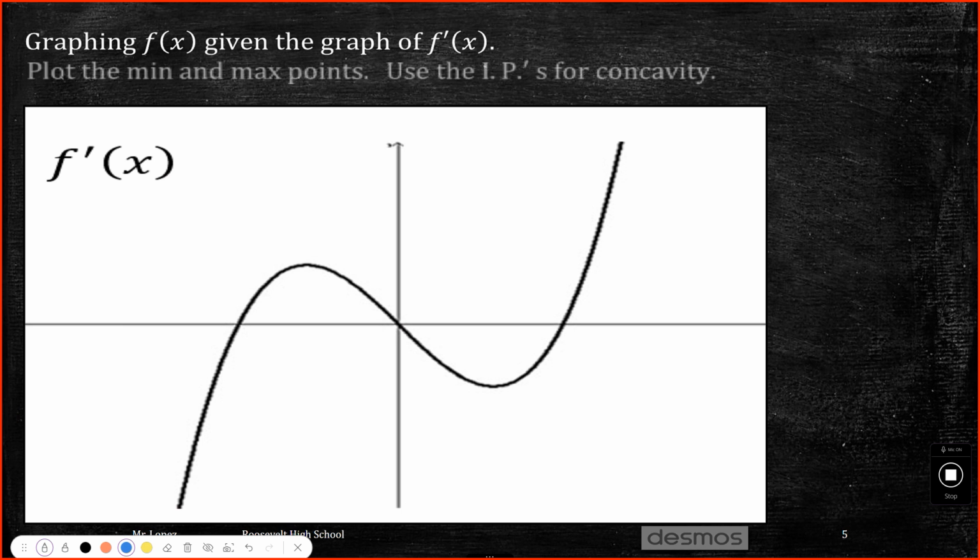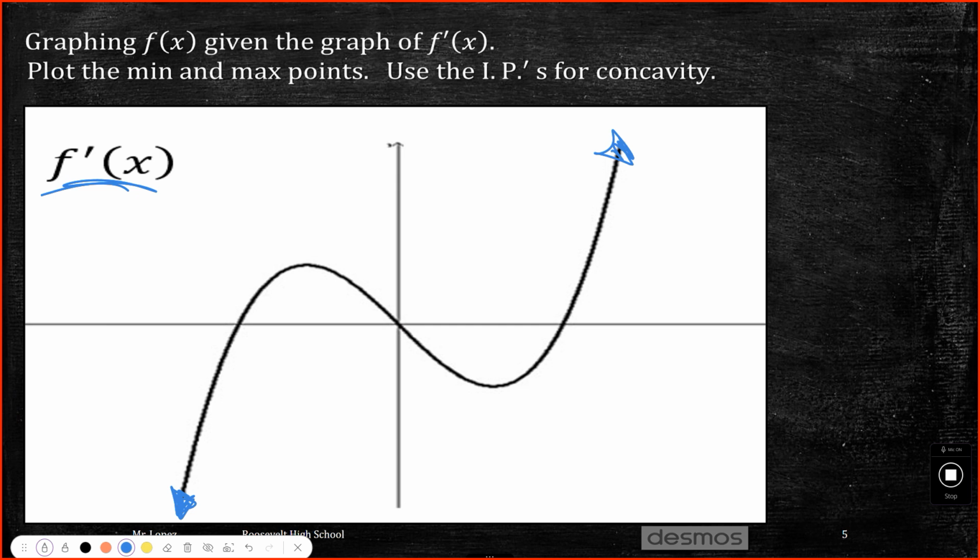Let's see. So how can we go about doing this? Where do you start? This is telling you, plot the minimum and the maximum points first. So where are the minimum points? Plot the minimum and the max points. Where would the minimum be? How do you know? Oh, if this is f, how would you know that's the min and the max?